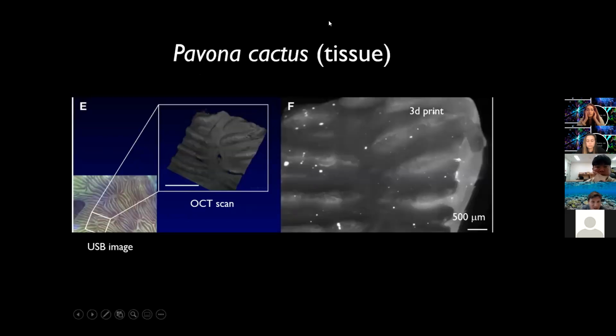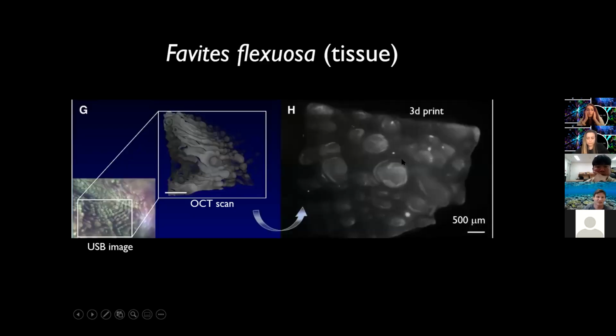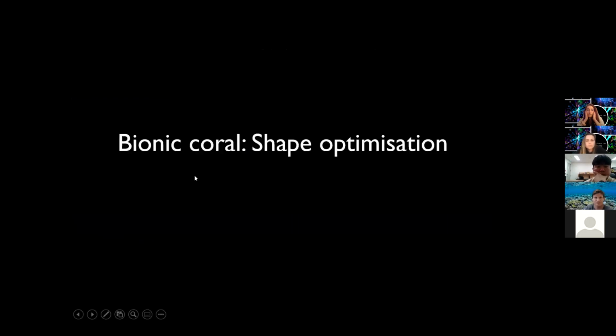This is the tissue architecture here of Pavona, the coral I showed you before with this nice separation of absorbers and scatterers, and OCT scan and 3D printed mimic. Same here for Seriatopora, 3D printed mimic.